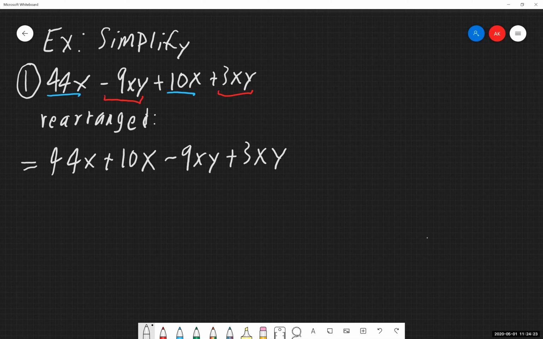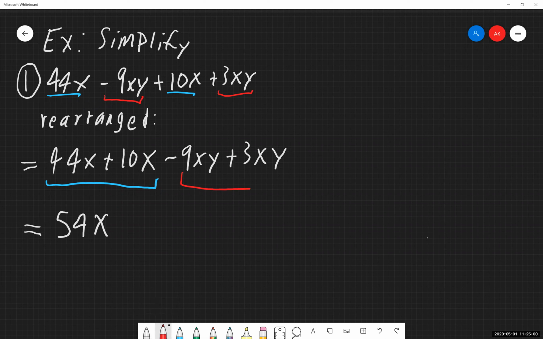And now as we're looking at it, in our first part here, I have both of my x terms right next to each other. I can combine these together because the variable parts of these terms are the exact same. They're just x. So when the variable parts are the exact same, all that's going to happen is the coefficients, the numbers out front, are just going to add together. Nothing else changes. So I have 44 plus 10. It's going to give me 54, and the variable stays the same.